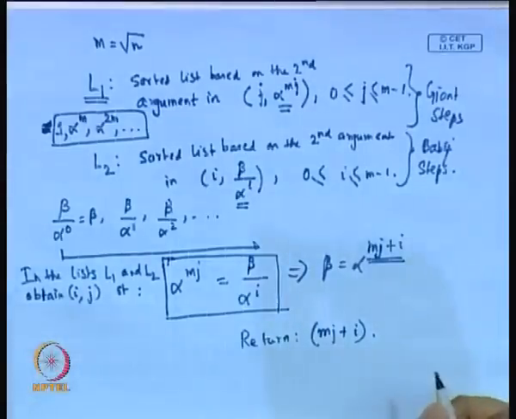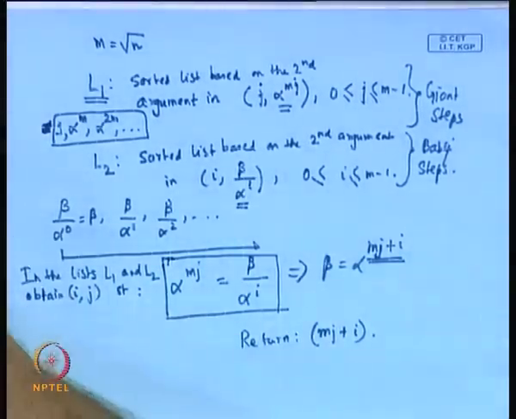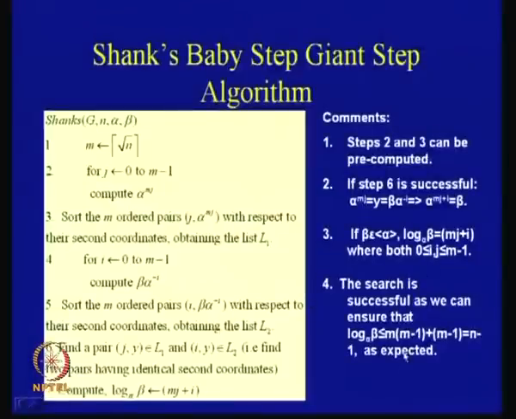Now, let us do an analysis of this algorithm. First, you know that steps 2 and 3 can be pre-computed. And if step 6 is successful, that is, if alpha power of mj is equal to y, which is beta times alpha power of minus i, then alpha power of mj plus i is equal to beta. So the logarithm of beta with respect to alpha is nothing but mj plus i. So this algorithm returning mj plus i is correct. That gives the correctness of this algorithm.